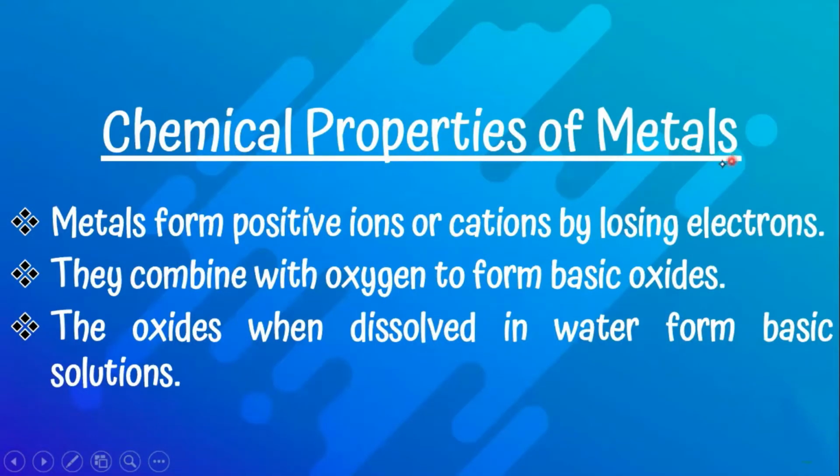Chemical properties of metals. We discussed physical properties of metals and now chemical properties of metals. Metals form positive ions or cations by losing electrons. Another name for positive ions is cations. They combine with oxygen to form basic oxides. The oxides, when dissolved in water, form basic solutions.